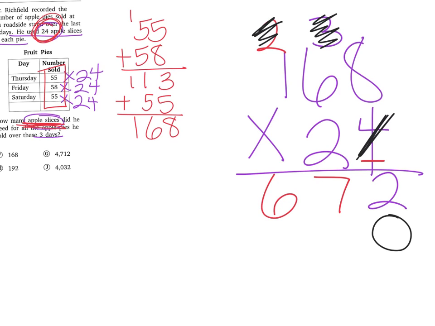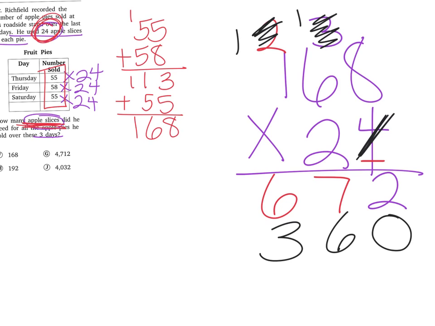Tell me what my next multiplication problem is. Matthew. 8 times 2. 2 times 8. What's 2 times 8? That's 16. 6 here, 1 in the tens. What's my next one, Isaiah? 2 times 6, that equals 12, plus 1 equals 13. Excellent. 13. So 3 here, carry the 1.